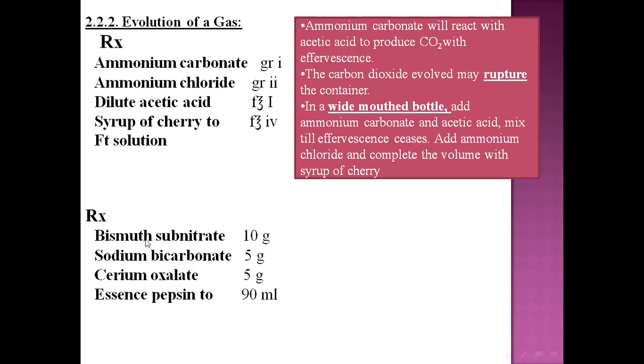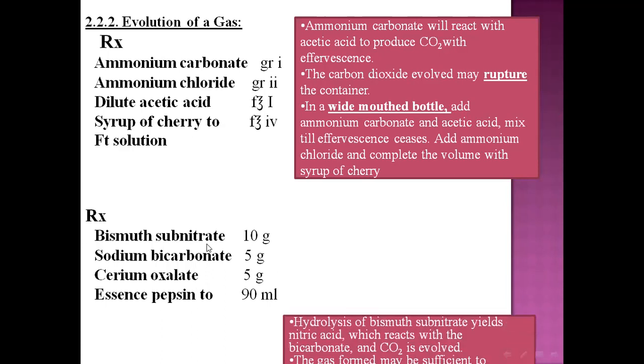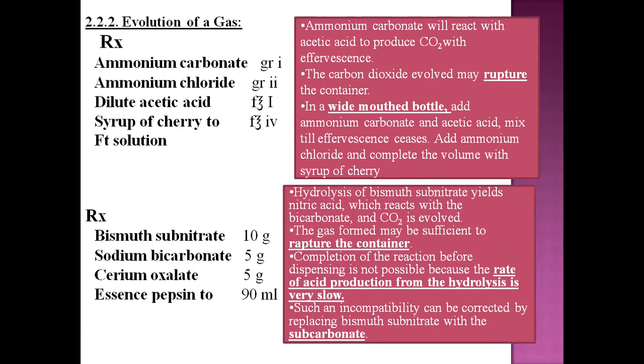المشكله بقى هنا بسم السبنايتريت صوديوم بايكارب سيرم اوكزاليت واسنس اوف بيبسين. السبنايتريت او بسم السبنايتريت ده بيحصل له هيدروليسز على مدار الوقت، بيدي نيتريك اسيد. نيتريك اسيد بتفاعل مع الصوديوم كربونيت ويدي كربون دايوكسيد، والكربون دايوكسيد خلاص في ازازه ومقفول عليه فممكن يعمل بوتل رابتشر. ماشي، حكايه ان انت تخلص الكيميكال رياكشن في وايد ماوس البوتل ده مش اوبشن. ليه؟ لان السبنايتريت بيحصل له هيدروليسيس باي تايم، يقعد شهرين ثلاثه اربعه سنه بيحصل له هيدروليسيس، وكل ما يحصل له هيدروليسيس بيطلع نيتريك اسيد. اوكي، اللي هو بيروح يتفاعل مع الصوديوم بايكارب ويطلع كربون دايوكسيد اللي هو محبوس في الازازه.